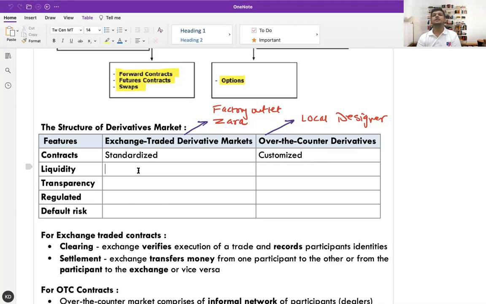Yes. So now think of this: if you go to the factory outlet, you will have the standard sizes 35, 36, 38, 40, 42, 44, etc., and you will have to buy the fixed number of quantities. Clear? But if I go to the local designer, I can stitch the clothes exactly suiting my sizes, and I can buy one or two pieces also. Is that clear?